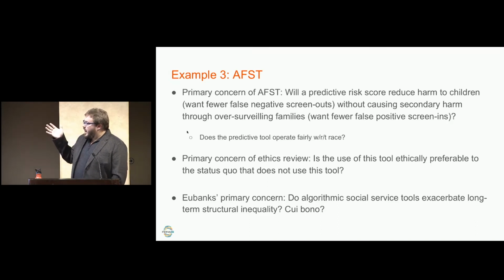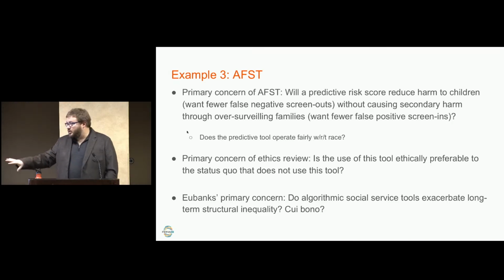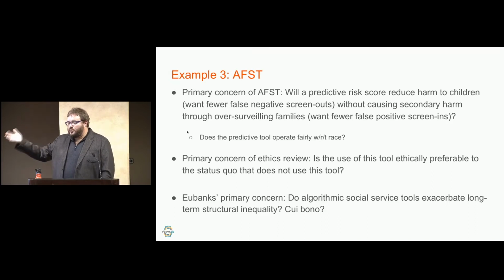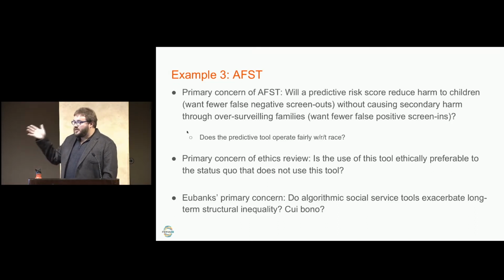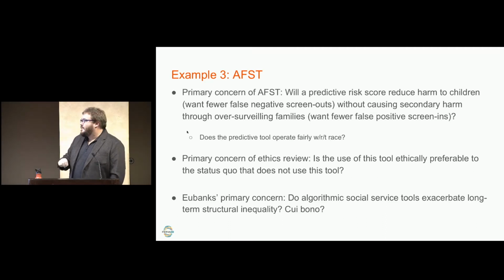Okay. They also spend quite a bit of time examining what is the predictive tool, how does it operate fairly with regard to race. They found leaving race out as a variable affects very little. But they described the conversation where they tried to decide, should we allow this algorithm to have access to that column in the spreadsheet at all? The primary concern of the ethics review is, is this tool ethically preferable to the status quo that doesn't use the tool? Right? So the ethicists are looking at a binary option. They're looking at, should we have the tool or not have the tool? Is the world better with the tool, or is the world better without the tool? All right? And then what are the governance structures we need to keep it better?